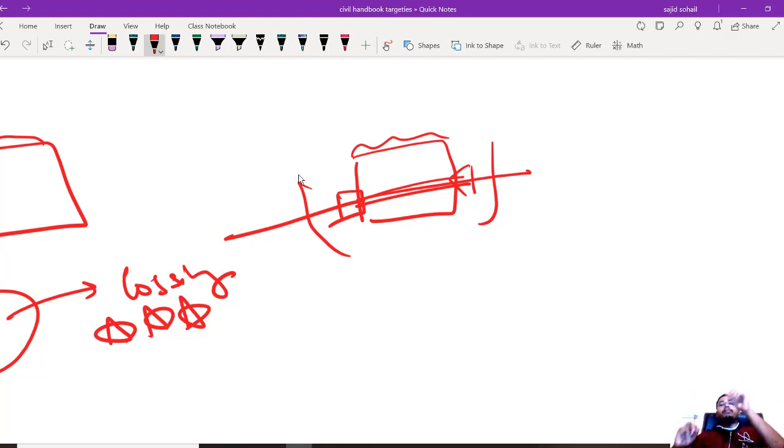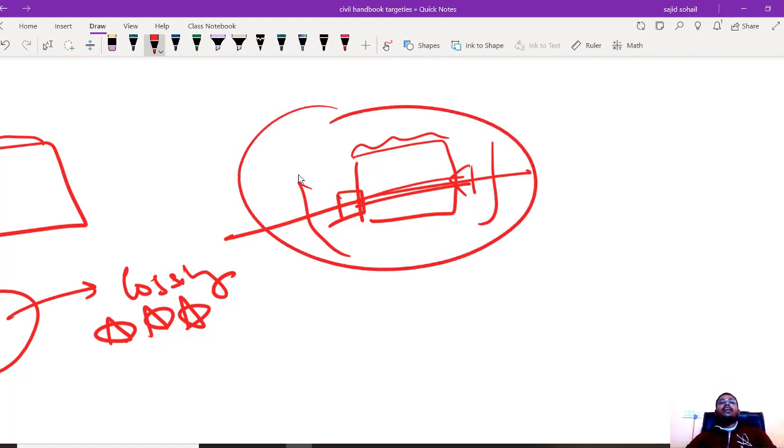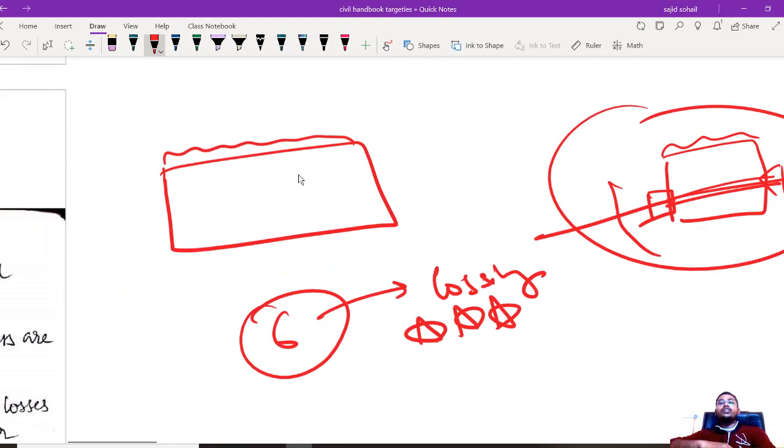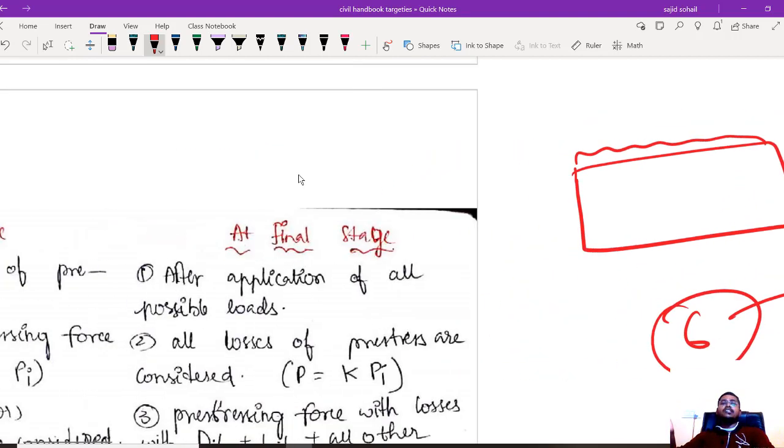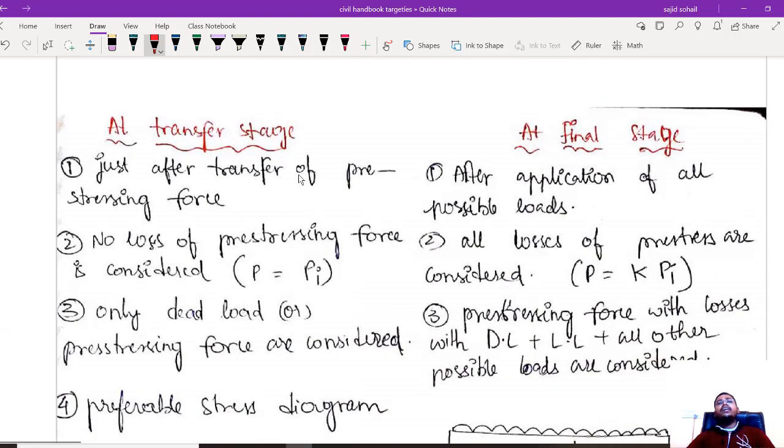Therefore the pre-stress will be lost, and this condition I am considering as final condition, and whatever condition we have before application of load, I am considering as transfer stage. I hope it is very clear, right? So just after transfer of pre-stressing force, you have just given the pre-stressing force, that I am calling transfer stage, and there won't be any losses. So whatever my pre-stress force will be there, that will be equivalent to the initial pre-stressing which you are inducing into my concrete.